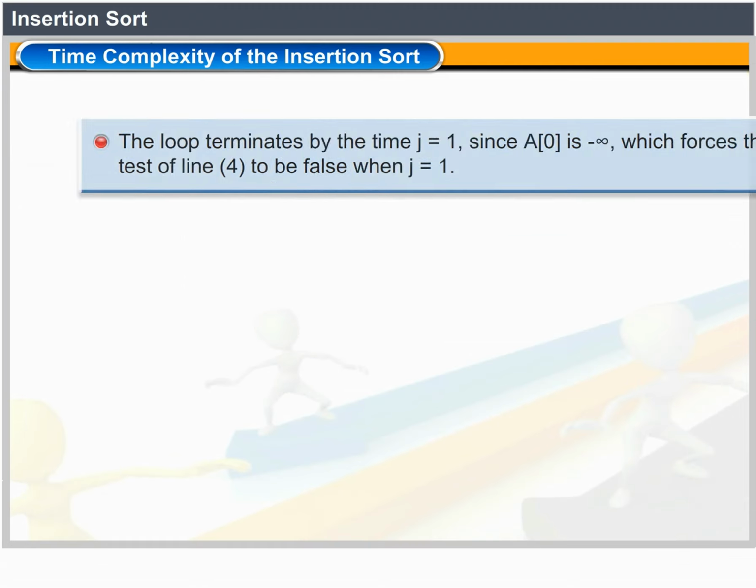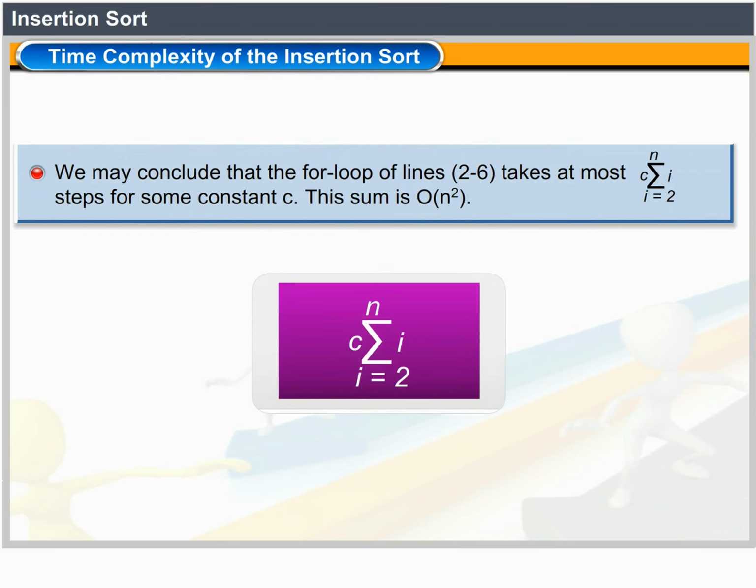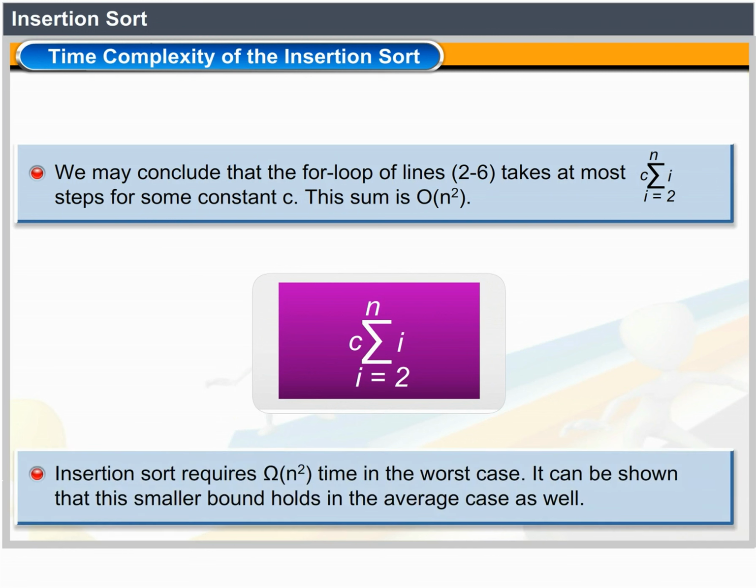We may conclude that the for loop of lines 2 to 6 takes at most c times the summation of i, for i equals 2 to n, steps for some constant c. This sum is O(n²). Insertion sort requires Ω(n²) time in the worst case. It can be shown that this lower bound holds in the average case as well.